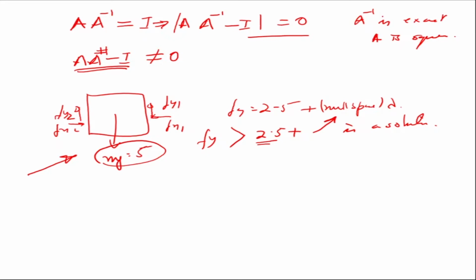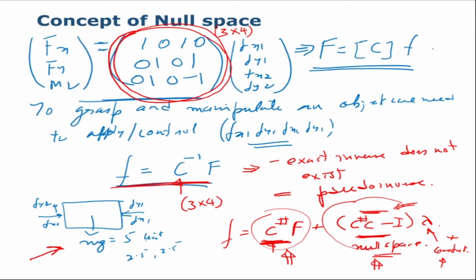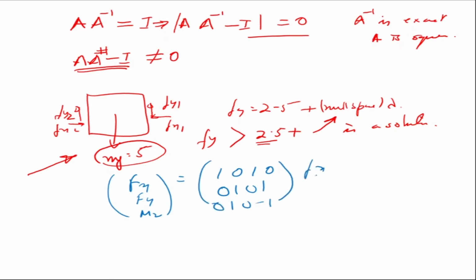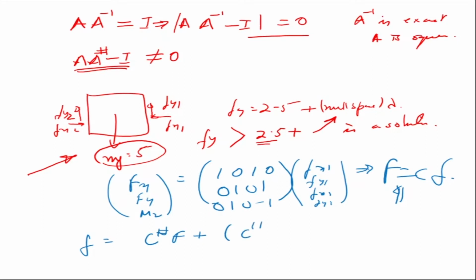But what's more interesting here, or more confusing rather at times, is if I write this equation again: Fx, Fy, Mz is equal to the matrix 1 0 1 0, 0 1 0 1, 0 1 0 minus 1, times Fx1, Fy1, Fx2, Fy2, and in total we said F is equal to C into small f. The solution of that was equal to C hash F plus C hash C minus I into lambda. Now suppose a situation exists where the object has no mass.